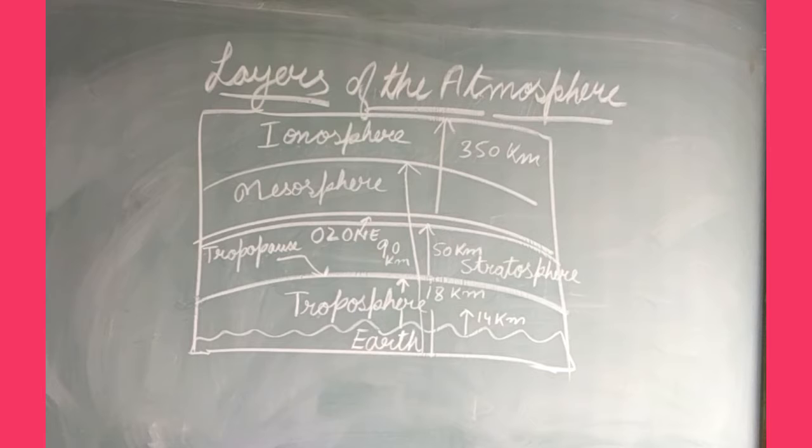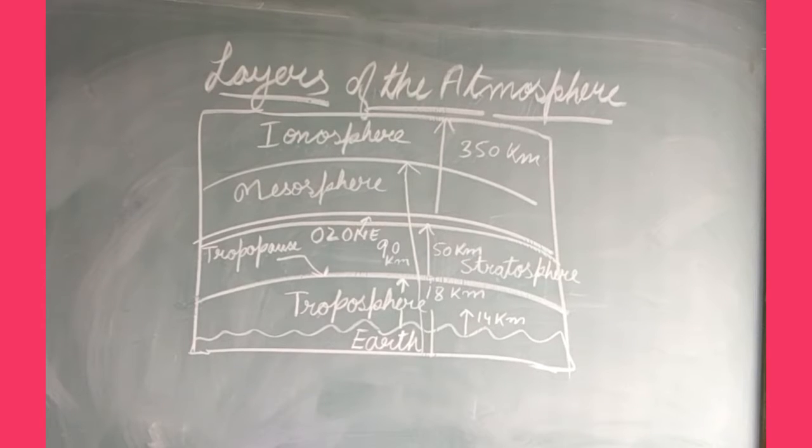It extends up to 15 kilometers above the earth. We live in this layer, the troposphere. And in this layer, wind blows, clouds build up and weather changes take place. So it is the layer where we live.